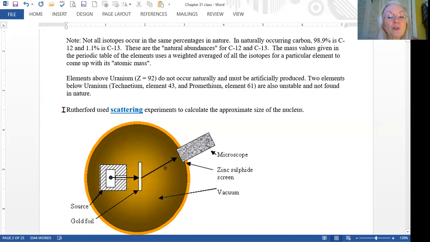So Ernest Rutherford is famous for his scattering experiment to calculate the approximate size of the nucleus. He had a radioactive source, and he produced a film of gold foil. Gold is really useful for that because it can be made extremely thin and yet still hold together.